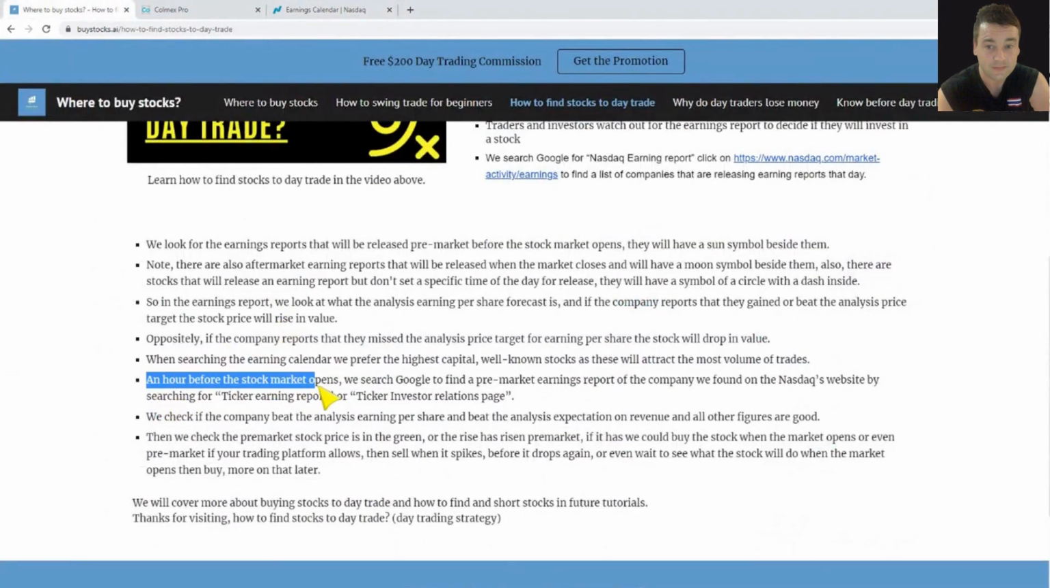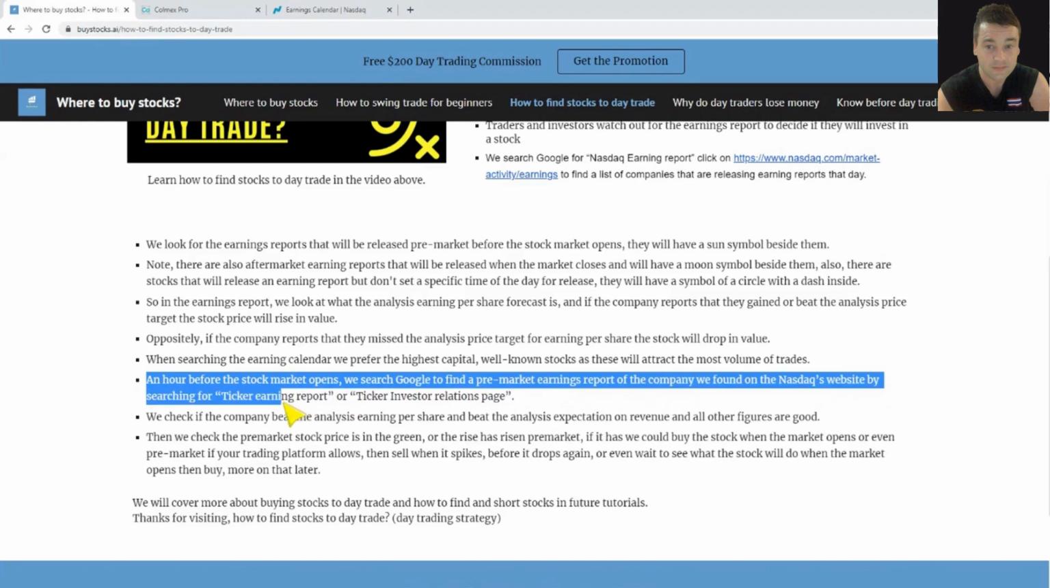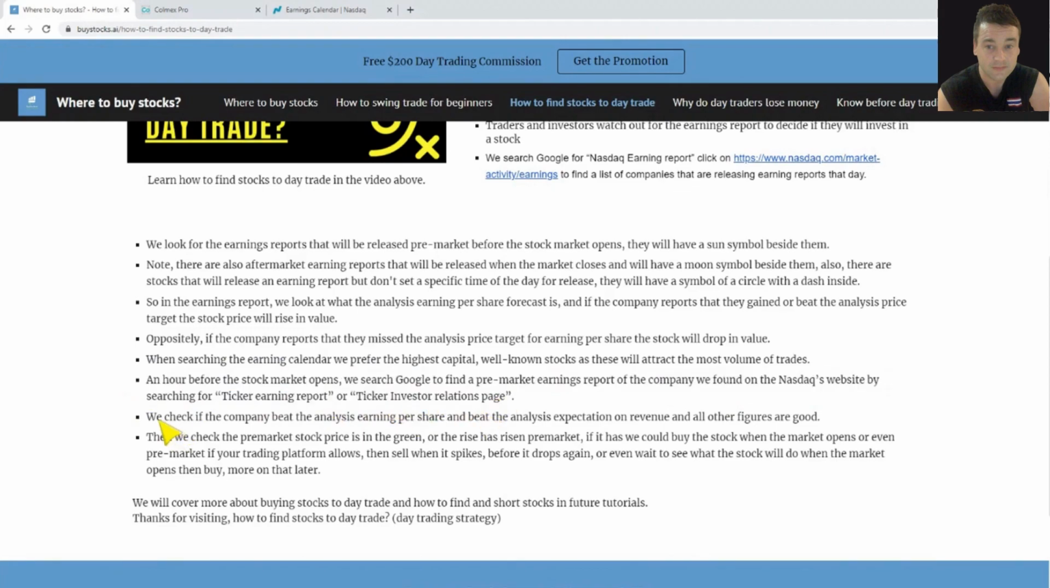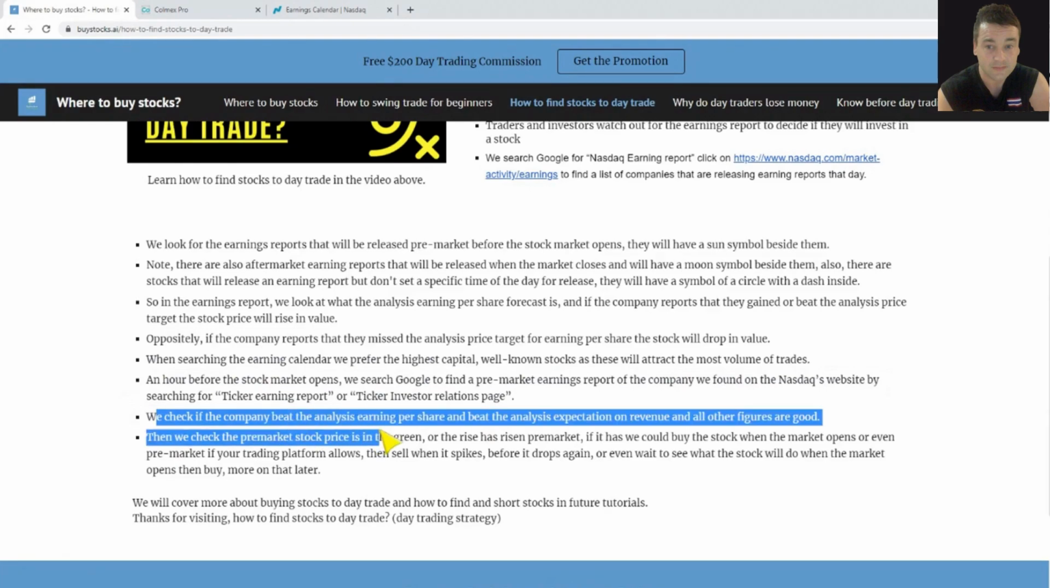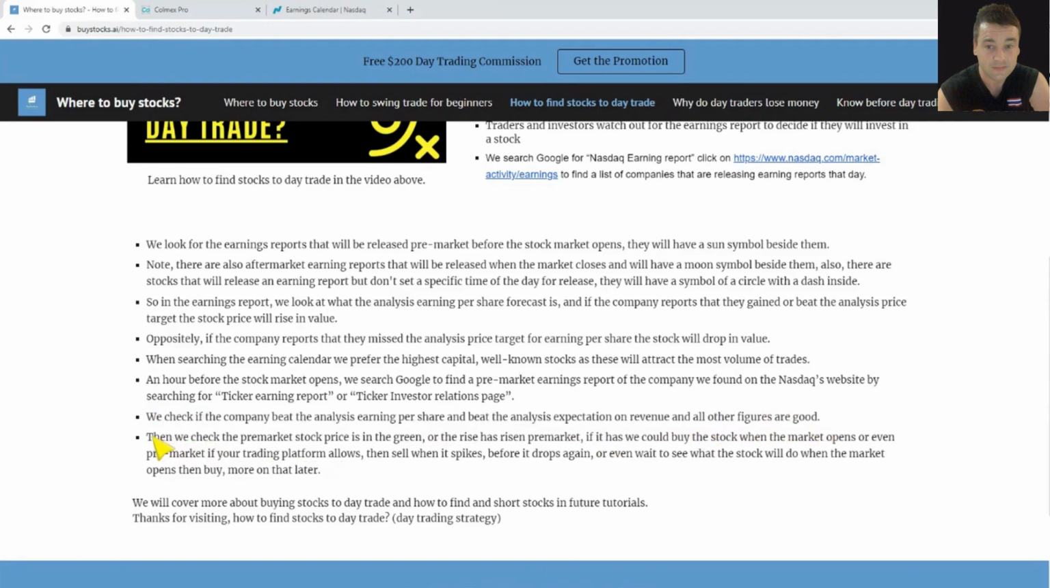And an hour before the stock market opens, we can search Google to find a pre-market earning report of the company we found on the Nasdaq website by searching for, in our case, Pfizer earning report. You can search that into Google, or you can put in the ticker name investor relation page. Okay. So what we're going to do, we're going to check if the company beat the analyst earning per share and beat analyst expectation on revenue, and all figures look good. Okay. And then we will check the pre-market price if it's in green. Okay, so let's go and do that now.